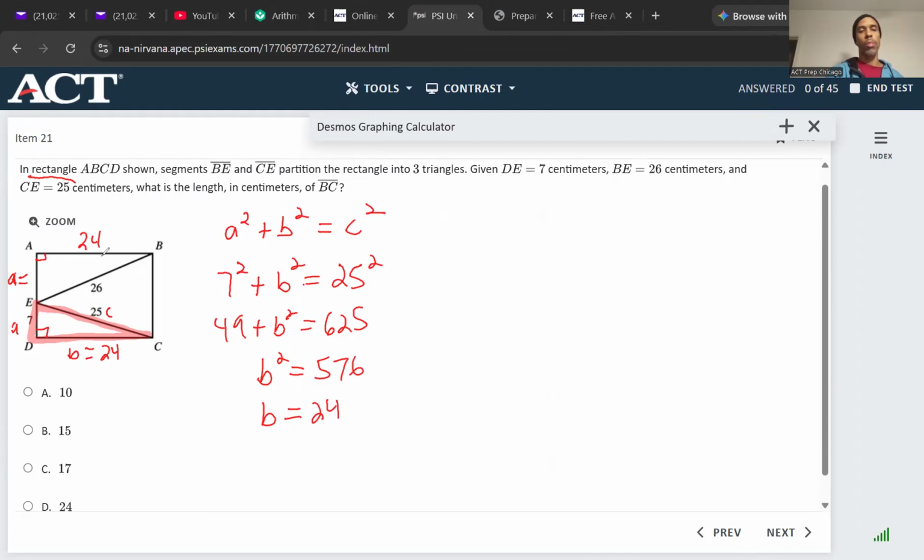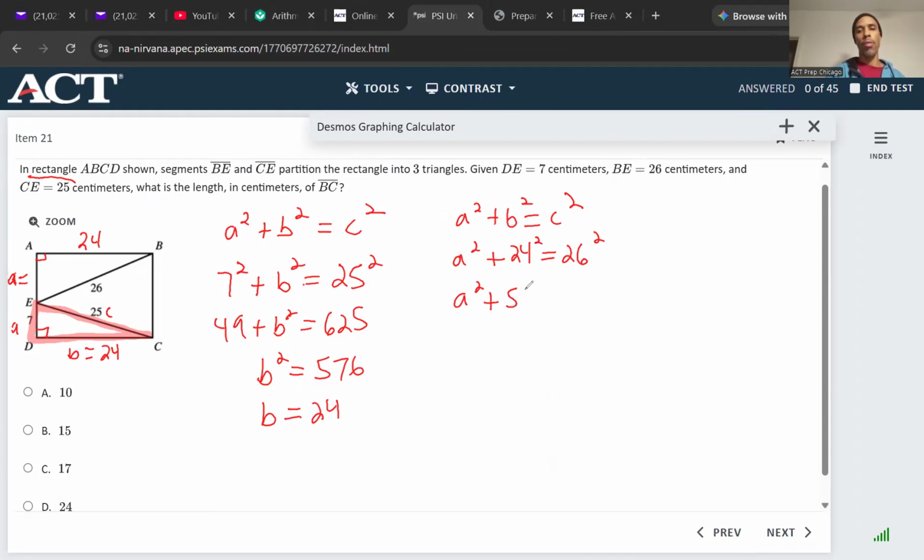Right? So we know B and C, so we could use the Pythagorean theorem again. We got A squared plus B squared equals C squared. We don't know A this time. B squared, B is the 24. C is always the hypotenuse, the longest side, which is 26 in this case. 26 squared. I know this because I know Pythagorean triples, but we do the work anyway.